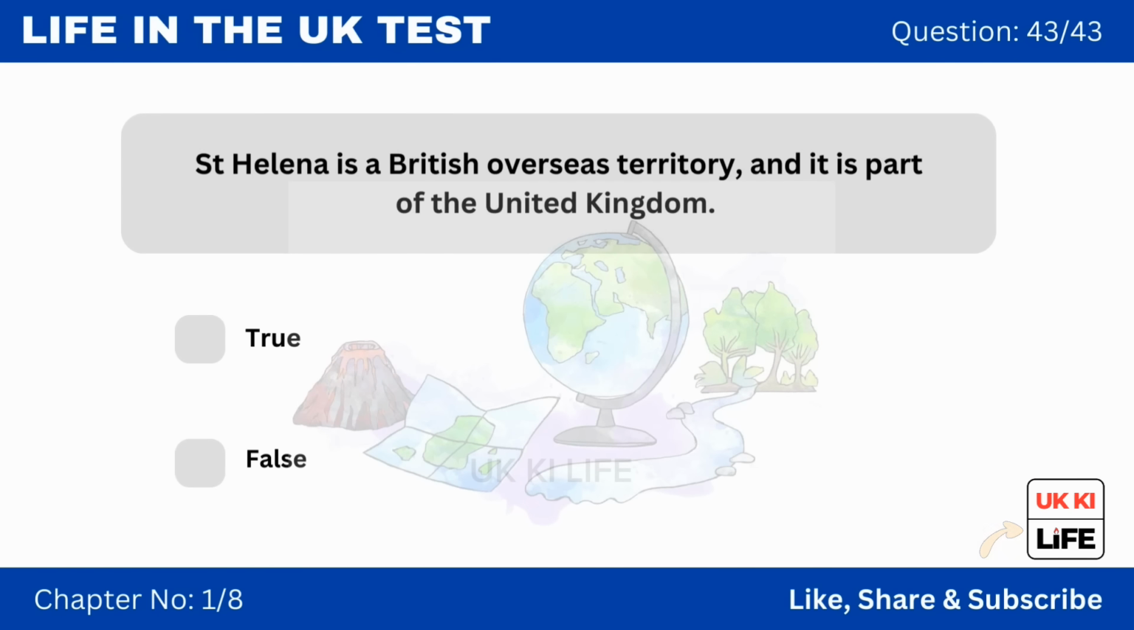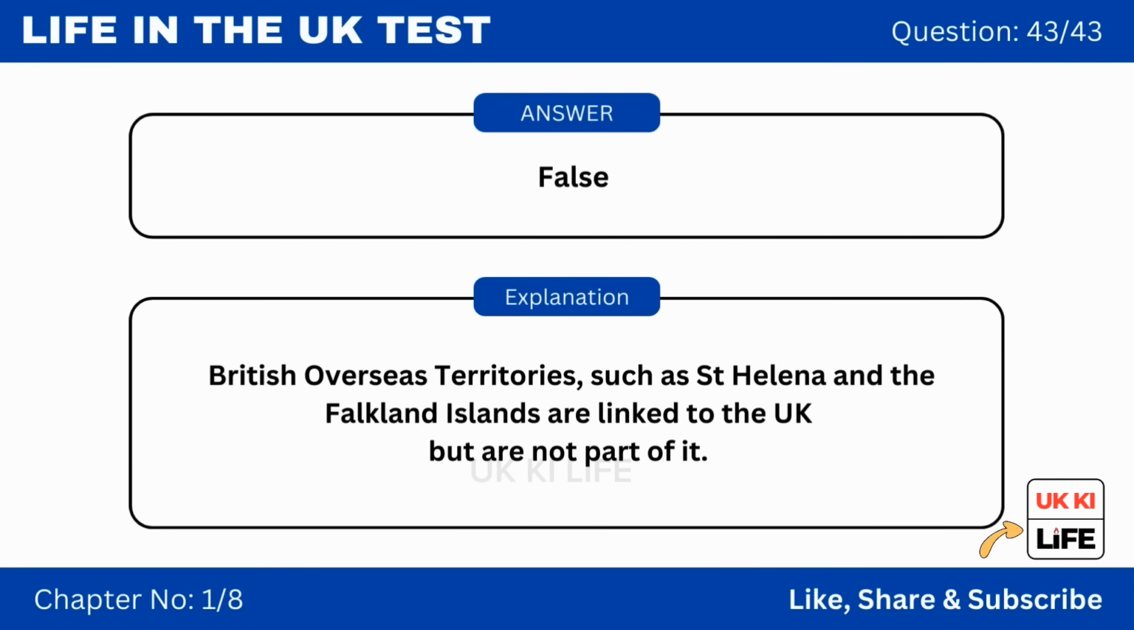The correct option is B. Explanation. British overseas territories, such as St. Helena and the Falkland Islands, are linked to the UK, but are not part of it.